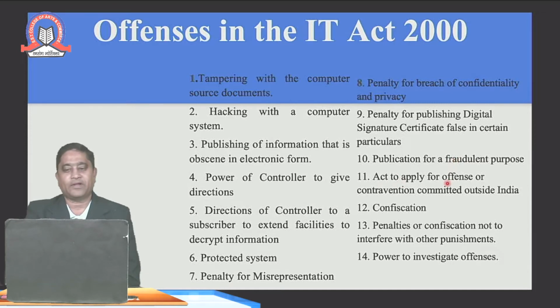The Act applies to offences or contraventions committed outside India. If any person sitting outside India commits a crime that harms the national integrity of India, he would be considered to have committed a crime and would be tried under the IT Act. Confiscation of documents: all the documents would be seized by the IT officials, and there is a penalty for confiscation, not interfering with the other punishment. Power to investigate offences is also given by the IT Act to the cyber police, who will come and intervene in the procedure.